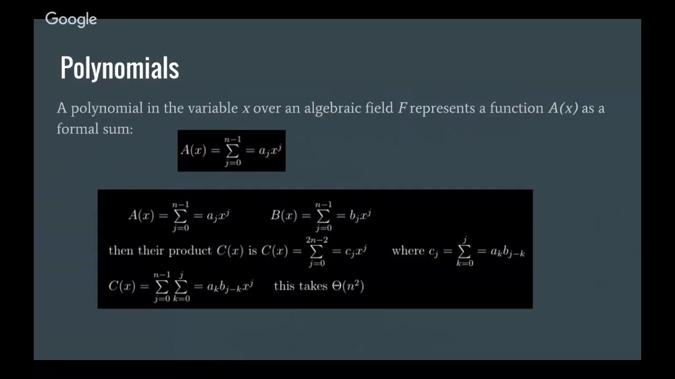You have a function of x equals the sum of a_j times x^j, where the a terms are the coefficients of your polynomial. And later on, we'll be multiplying many polynomials together, and this is why we have the big O notation at the very bottom. When you multiply two polynomials, on average you'll get big O of n squared running time.